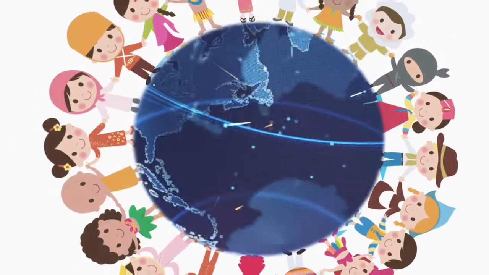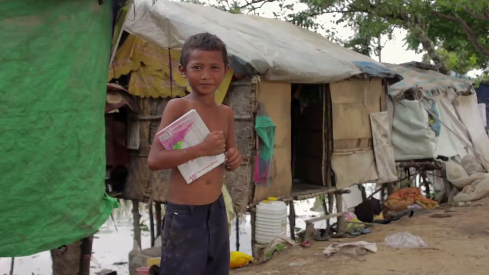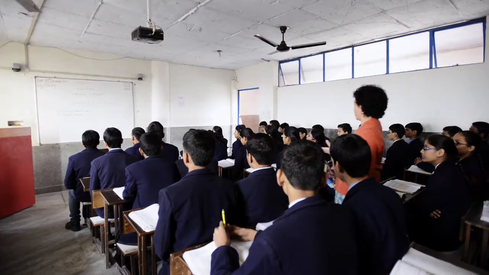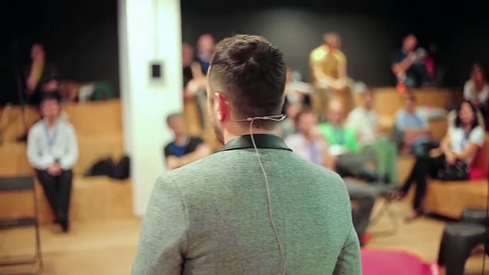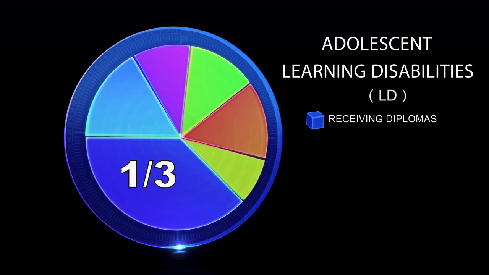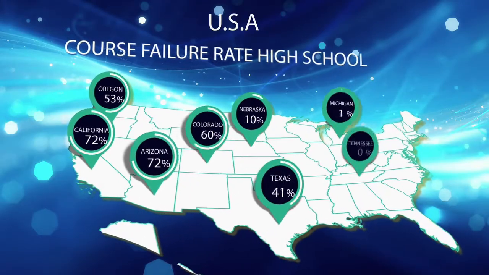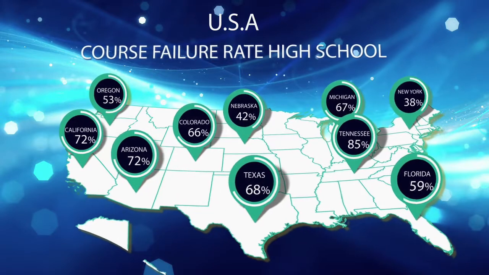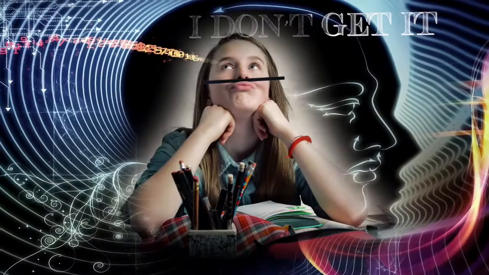World is full of all kinds of children, and all of them have unique and complex needs. Persons with LDs are less likely to graduate from high school and go on to post-secondary education. 1/3 of adolescents with LDs receive their diplomas at substantially lower rates than the general population in Canada. In the U.S., 69% of LD students in high school fail one or more courses, have higher rates of emotional disturbances, and dropping out of school.